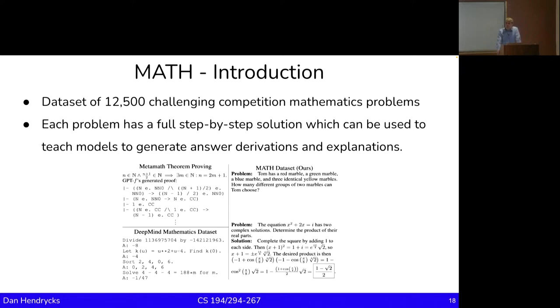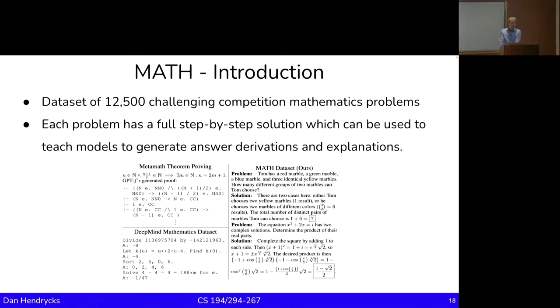There are some previous mathematics data sets. I hid the solution for one of the questions, just to give a sense of what some of the problems are like. Tom has a red marble, a green marble, a blue marble, and 3 identical yellow marbles. How many different groups of 2 marbles can Tom choose? Then there are 2 cases here. Either Tom chooses 2 yellow marbles, or he chooses 2 marbles of different colors. The total number is 1 plus 6 equals 7. But that's just, I have to think a little bit before answering that type of thing.